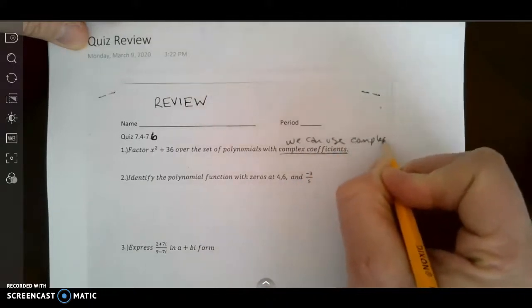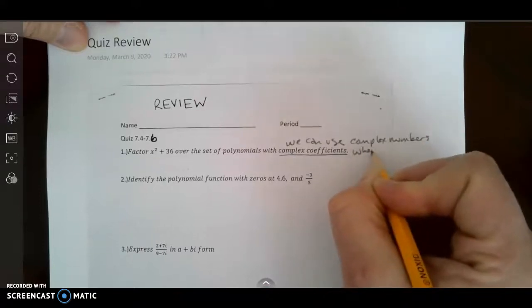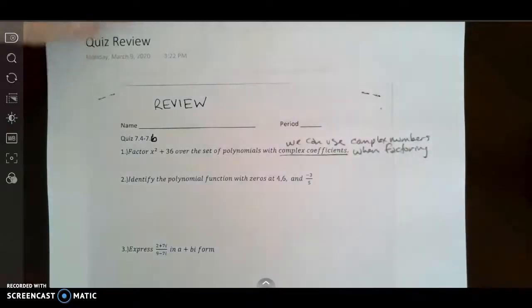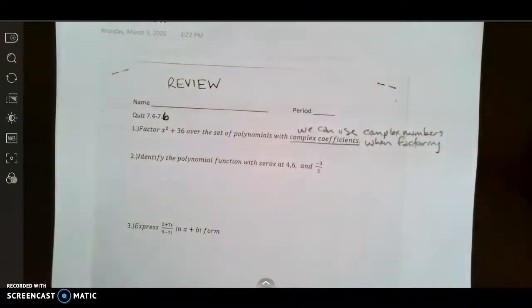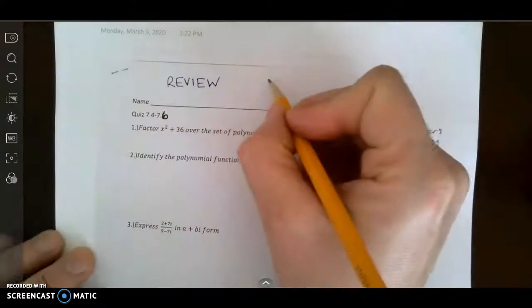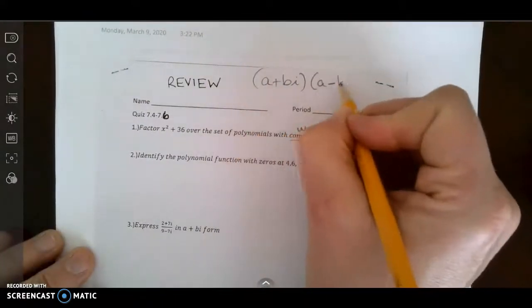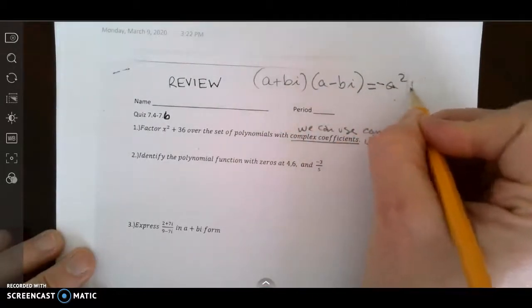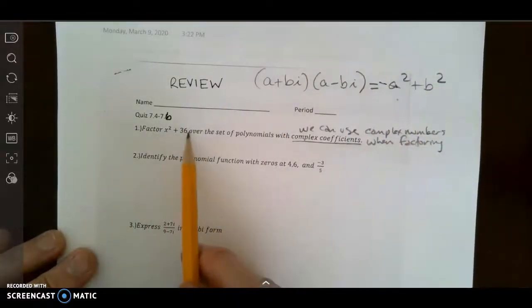complex numbers when factoring. Well, it was the complex conjugates theorem that told us that a plus bi times a minus bi, when we multiply, we get a squared plus b squared. And that's what we're going to use to help us here.